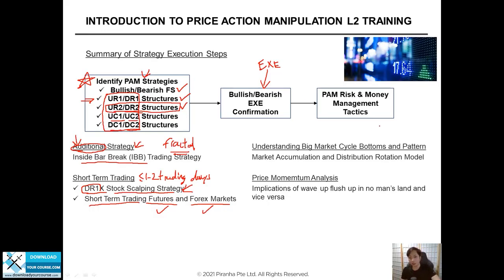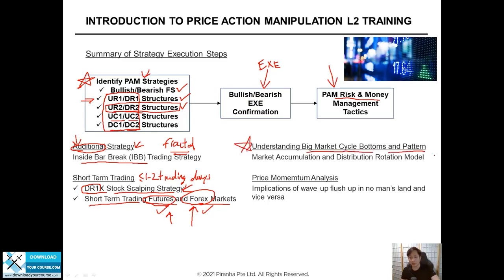So the risk management techniques are applicable, similar to short-term trading, and even the additional strategies. Of course, like I mentioned, for futures and forex, the risk control techniques are slightly different. So go and watch the video lessons and you will understand. And you also understand the big market cycle.